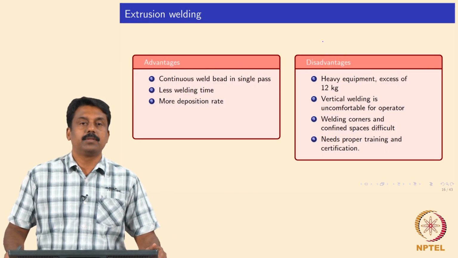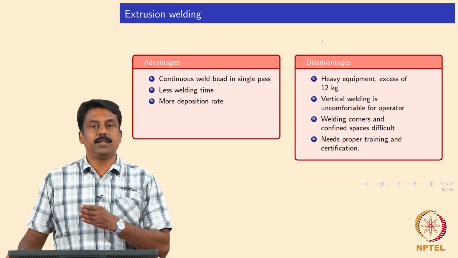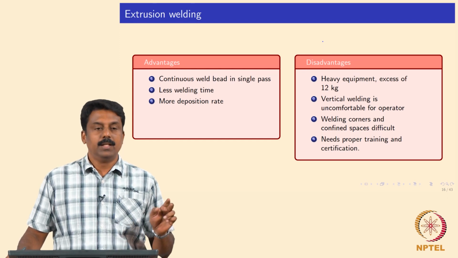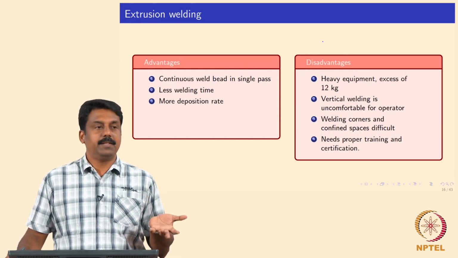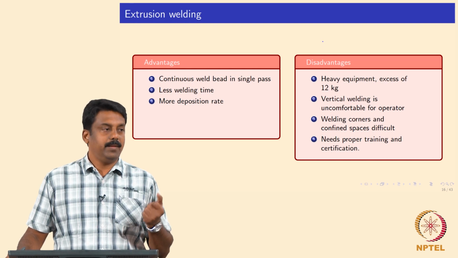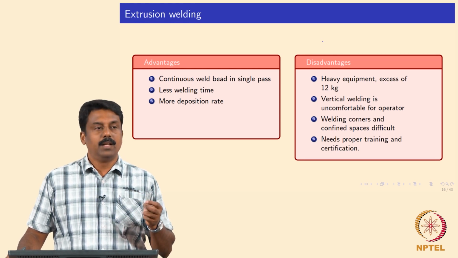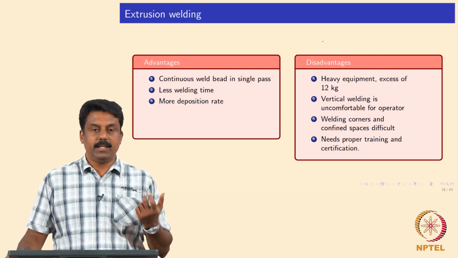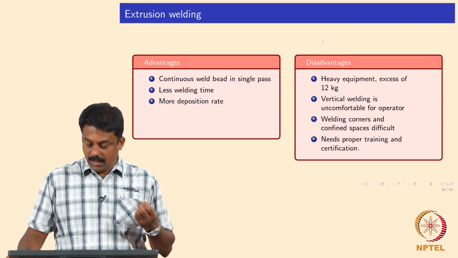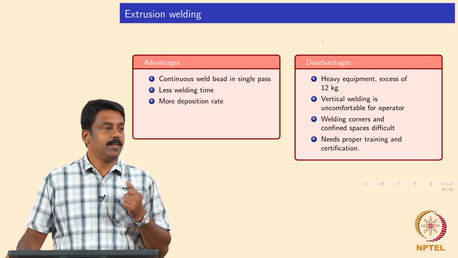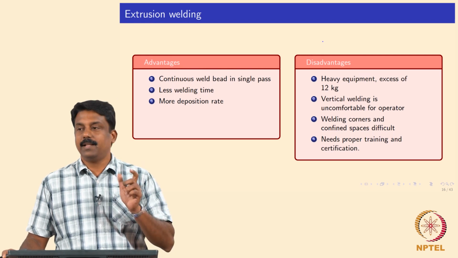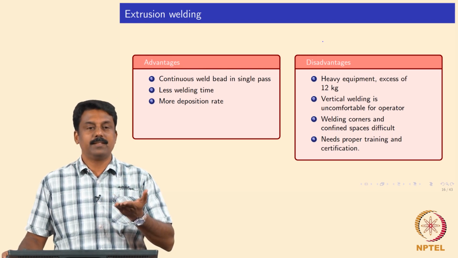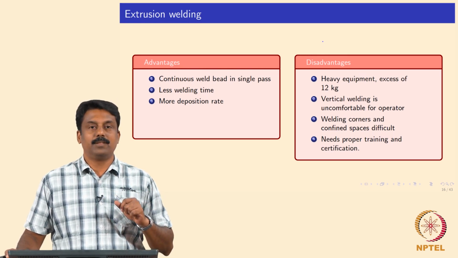So the advantage of extrusion welding is that now you can do it in a continuous seam in a single pass. You can fill a large amount of weld cavity. Welding time can also be faster, and you can deposit more volume. Even thicker sections can be done, and this is really heavy equipment. So most of the thicker section polymers, for example water tanks, are welded with extrusion welding.